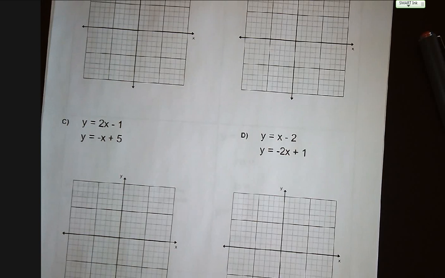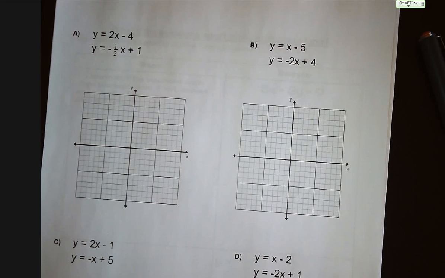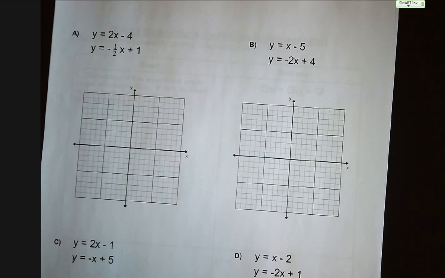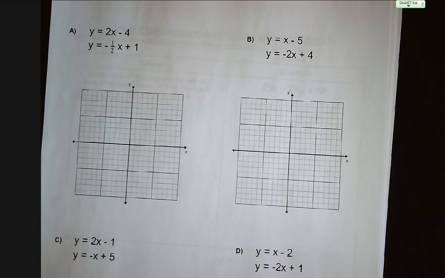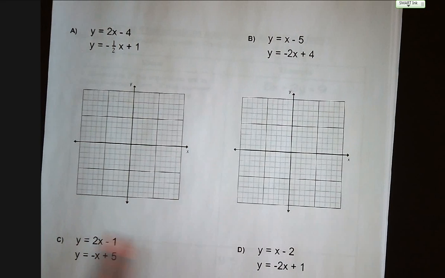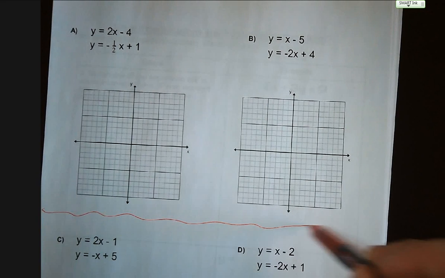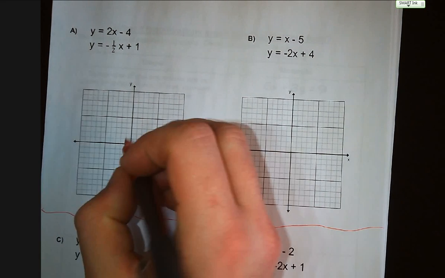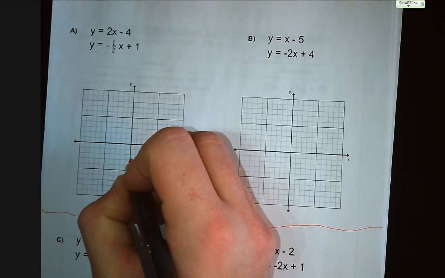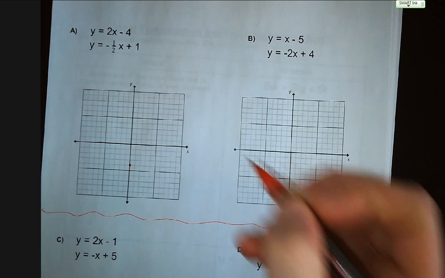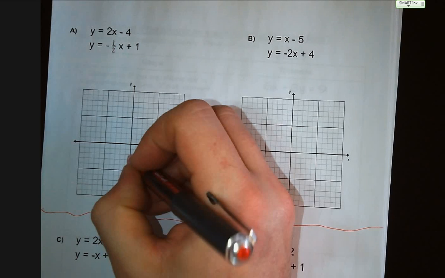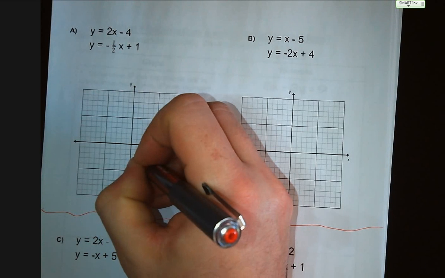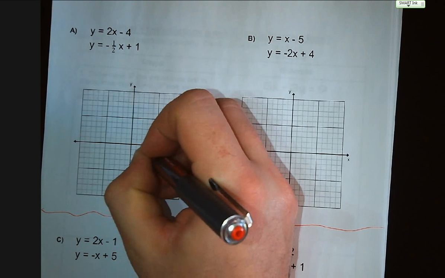All right, so now we've got 4 examples on this page to work through, and we're going to do the first 2 as leading you on, and then the second 2 you guys can do on your own. So our letter A, y equals 2x minus 4. So our y-intercept is -4, so we're going to put a point at -4. And our slope is +2, so we're going up 2 and to the right 1, up 2 and to the right 1.